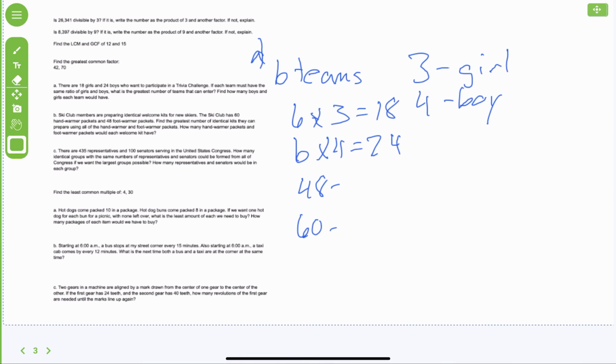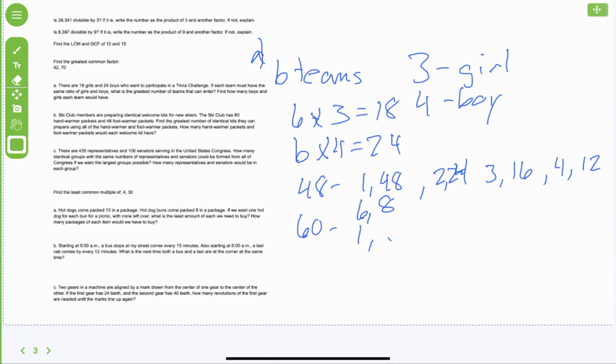Well, that would be 1 and 48, 2 and 24, 3 and 16, 4 and 12. 5 won't work. Will 6 work? Yes, because it's divisible by both 2 and 3. So 6 and 8. And that would be it.